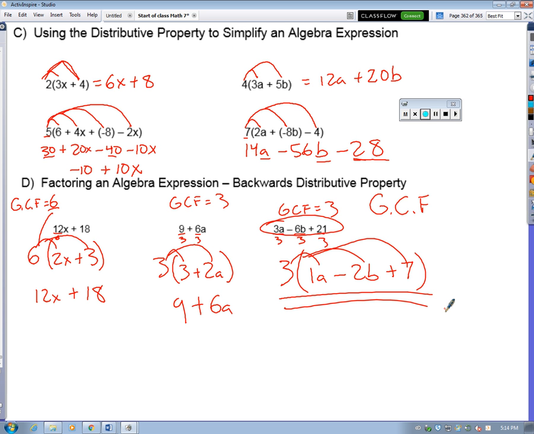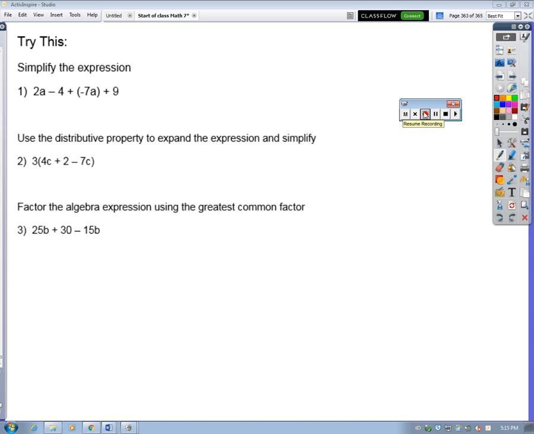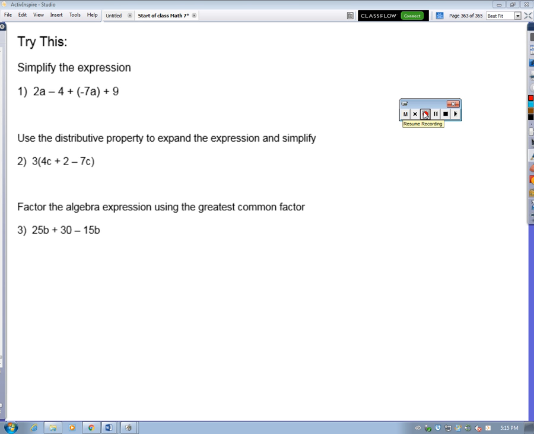That's our factored out expression. Moving on. Okay, check out the try this problems. Work through these on your own. Pause the video, and when you think you've got them, hit play and check your answers.